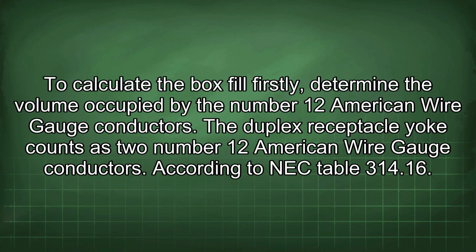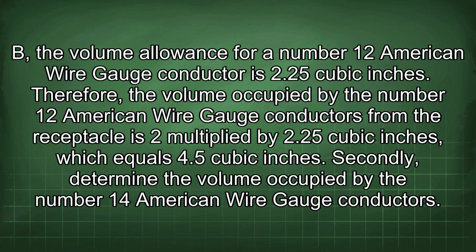To calculate the box fill, firstly determine the volume occupied by the number 12 American wire gauge conductors. The duplex receptacle yoke counts as 2 number 12 American wire gauge conductors. According to NEC Table 314.16, the volume allowance for a number 12 American wire gauge conductor is 2.25 cubic inches. Therefore, the volume occupied by the number 12 American wire gauge conductors from the receptacle is 2 multiplied by 2.25 cubic inches, which equals 4.5 cubic inches.